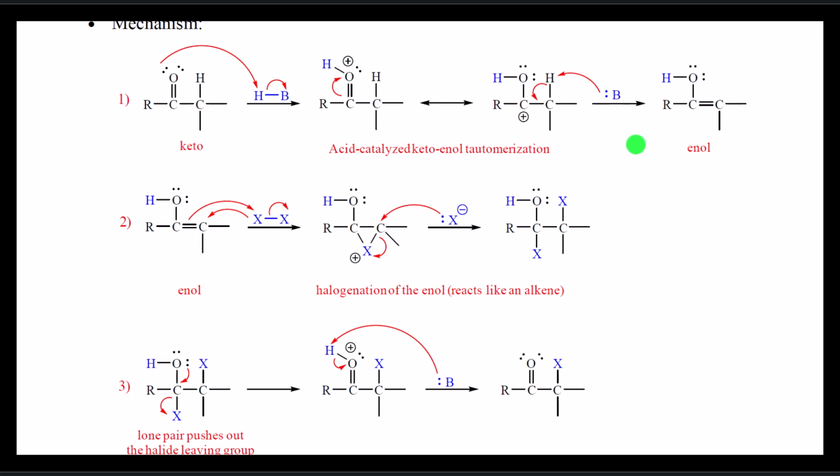An enol is essentially an alkene. It just has an extra OH on it. We saw in first semester that alkenes will react directly with bromine and chlorine to do a halogenation reaction, a reaction where we remove the double bond and add a halogen to each carbon. The mechanism of this from first semester looked like this.